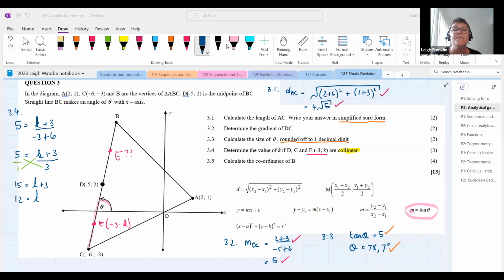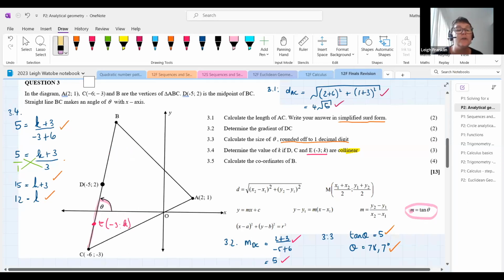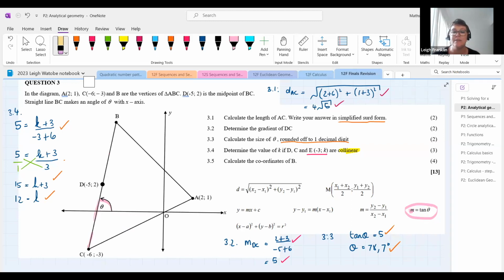All right. Okay, so that's that one. There would be a mark for subbing in, simplifying, and then getting our answer over there. The last thing that we need to do is calculate the coordinates at B. And that is out of 4 marks. All right, so any ideas on how we would do that? What formula would we use to calculate the coordinates at B? What do you guys think?